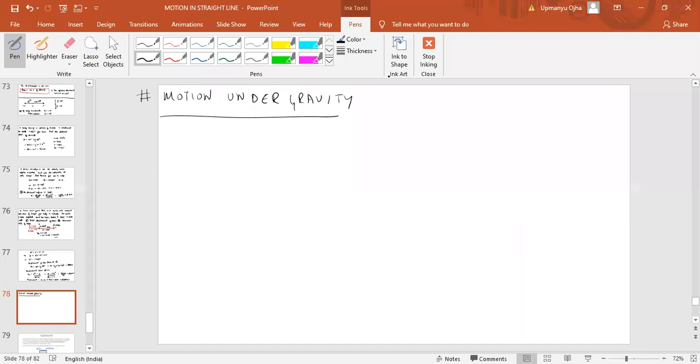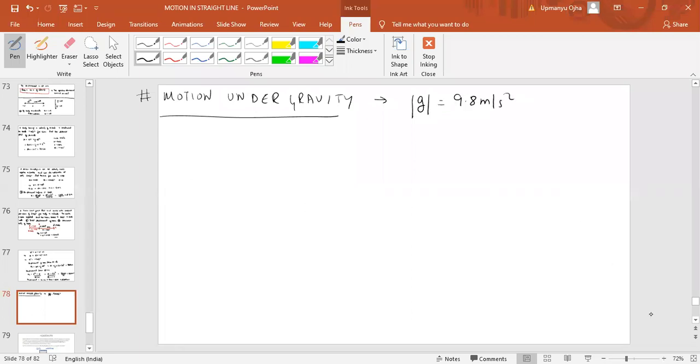Now, can you tell me one thing? Is the particle accelerating when the particle is under the motion of gravity? When the particle is moving under gravity, is the acceleration constant? Yes or no? Yes, acceleration due to gravity is constant. And what is the value of that? The magnitude of that acceleration is represented by 9.8 meter per second square.